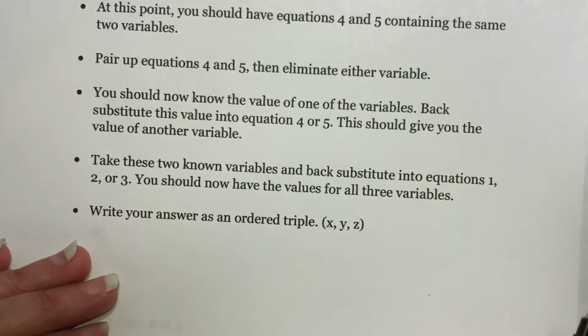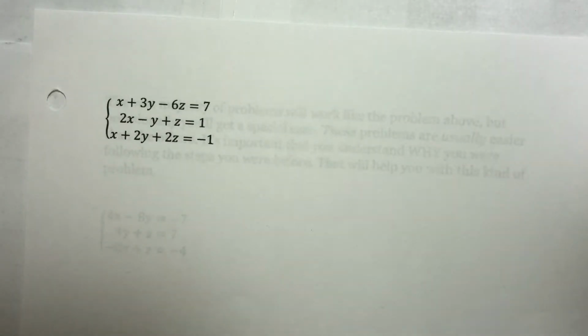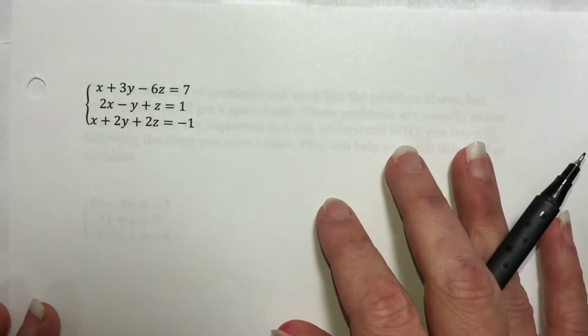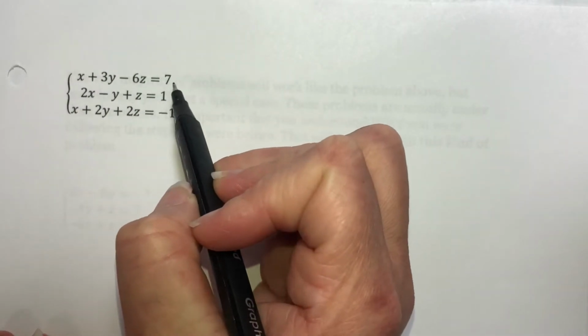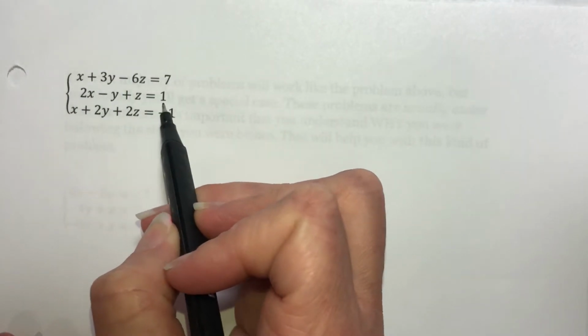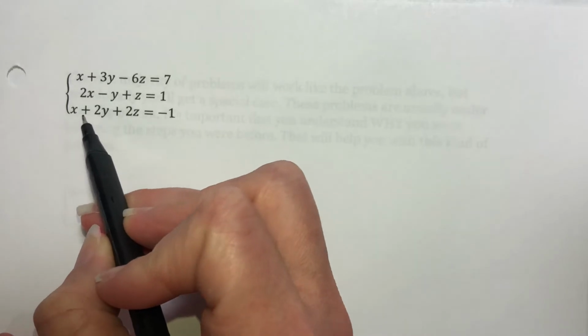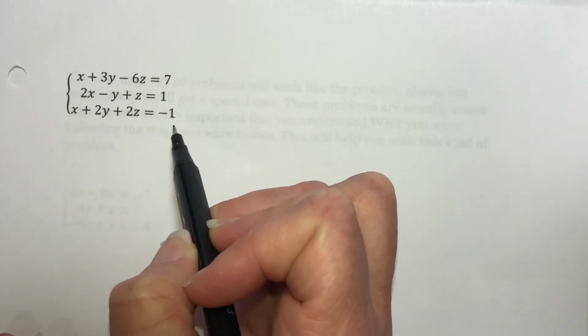Okay, yes, I understand this may not have made a whole lot of sense, but let's start working a problem and see if we can make it better. I want to solve this system of equations. x plus 3y minus 6z equals 7. 2x minus y plus z is equal to 1. And x plus 2y plus 2z is equal to negative 1.